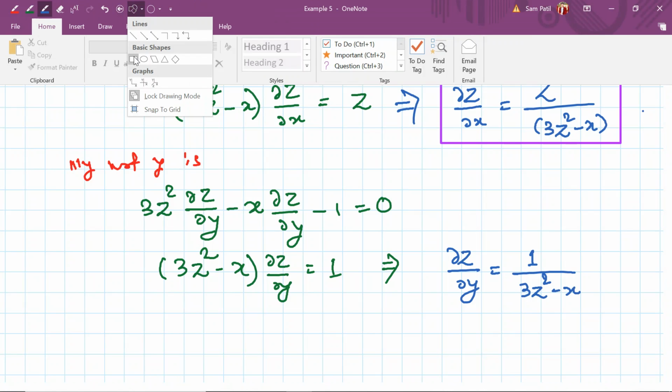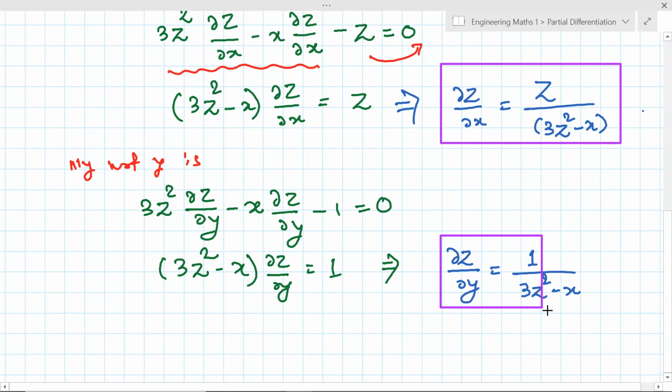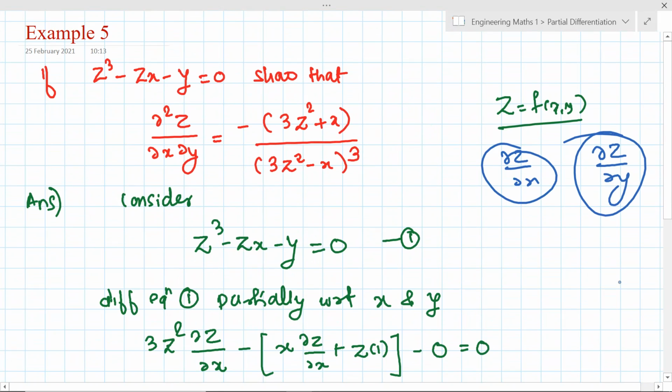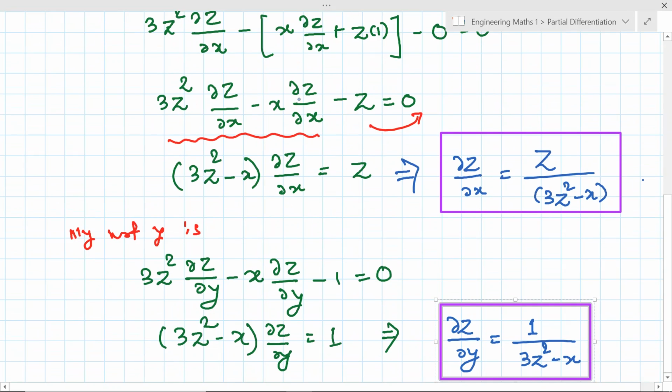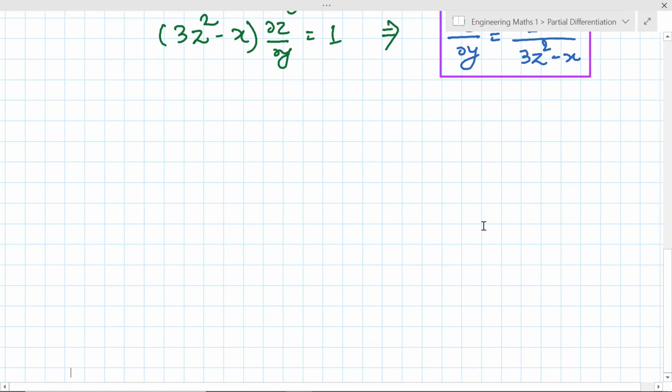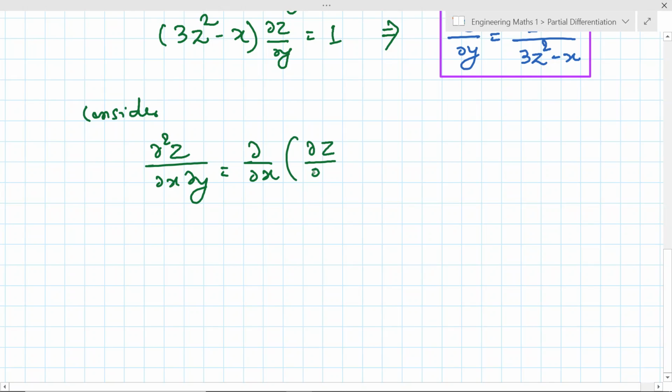Now come to the original thing that we want. The actual thing that we want is ∂²z/∂x∂y. We have to show that this ∂²z/∂x∂y is equal to this RHS. So consider ∂²z/∂x∂y. This is equal to ∂/∂x of, in bracket, ∂z/∂y. Substitute the value of ∂z/∂y.